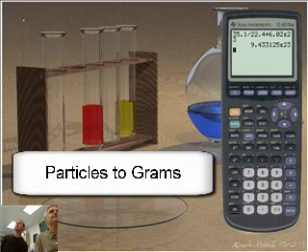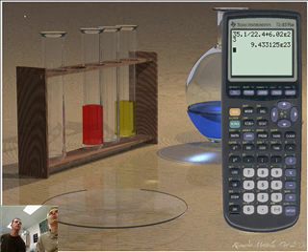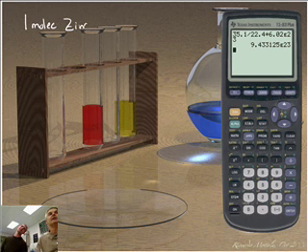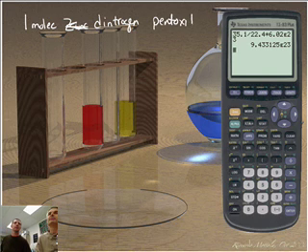So let's say we've got, let's do molecules this time. What if we said you had one molecule of dinitrogen pentoxide? And I want to know how much does it weigh? What's its mass in grams?